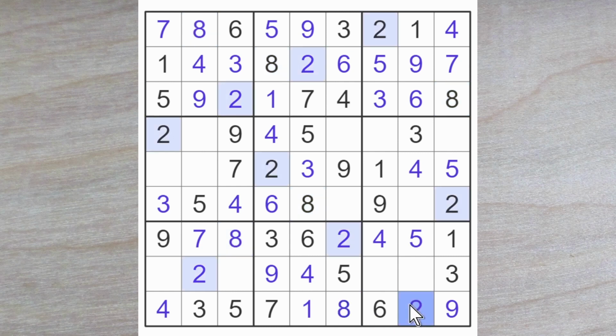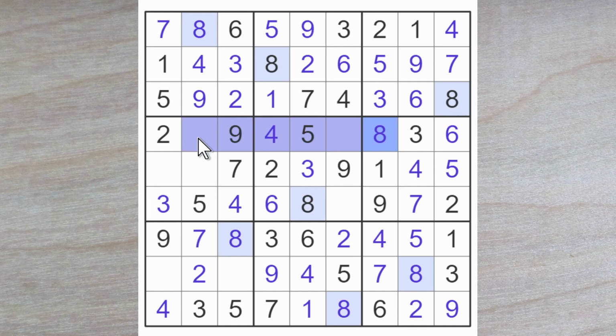Therefore, this must be a 2, and these must be an 8 and a 7. This is also an 8 or a 7, except we do have an 8 blocking, so the 7 goes here, and here must go the 8. Here we need a 6 and an 8. 8 blocks down, so 6 goes here and 8 here. Blocking over, 8 blocking down, 8 here.